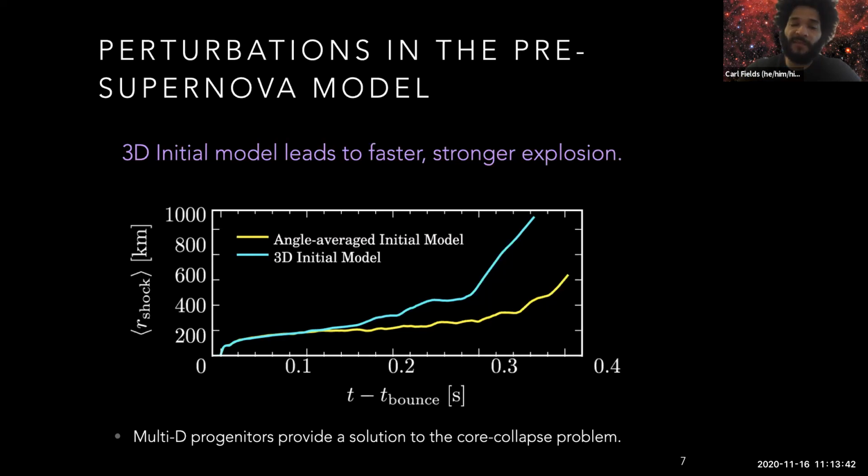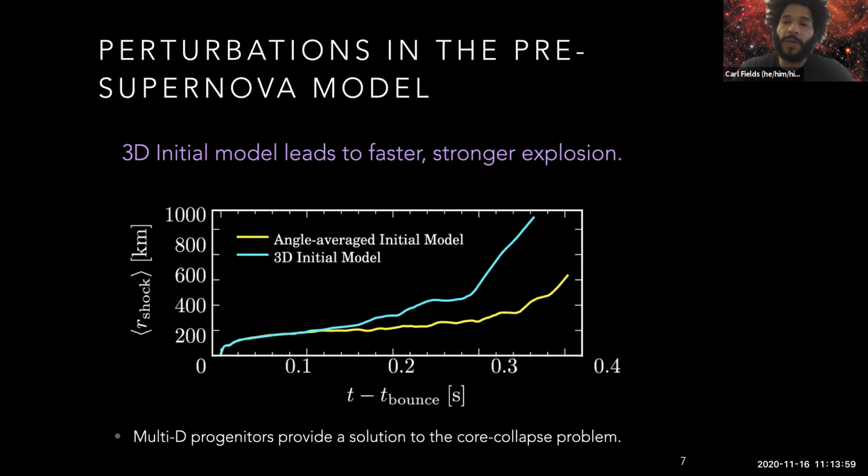On the x-axis, I have bounce time, so the time after the core bounces. And on the y-axis, we have the angle average shock radius. And so the cyan line shows that the shock runaway occurs earlier and more energetically.